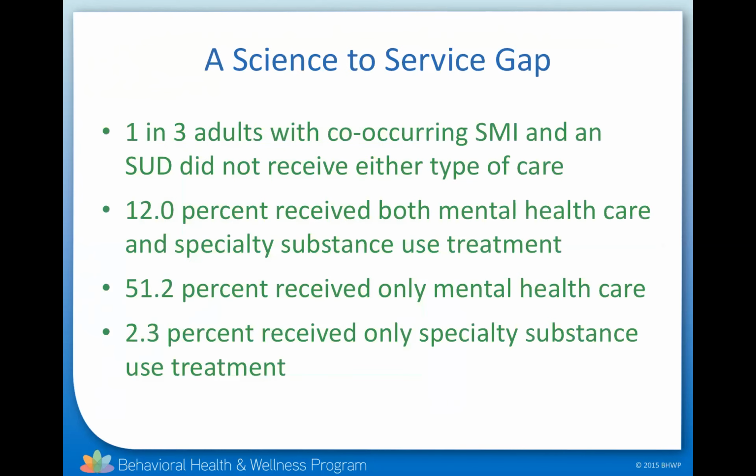There is a gap between our understanding of this and the services that are being offered. And so that's part of what we're seeking to address with our work here at the Behavioral Health and Wellness Program. We want to minimize this science to service gap as best we can, because as you can see, the different statistics here, there just isn't enough access to these sorts of treatment in different facilities as there should be, particularly in mental health care and substance use treatment settings. And the bottom line really is that first point, that 1 in 3 adults who have co-occurring serious mental illnesses and substance use disorders are not receiving either type of care. So really a big disservice here that we're working to try to mitigate.